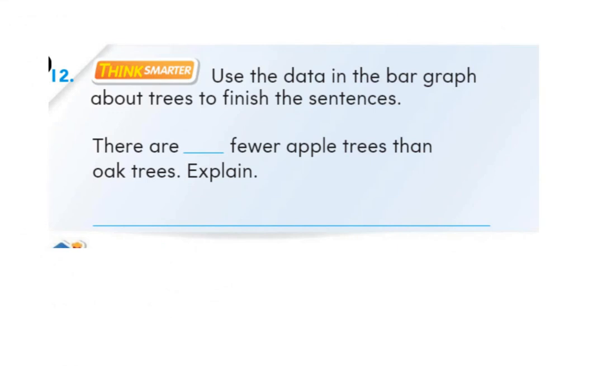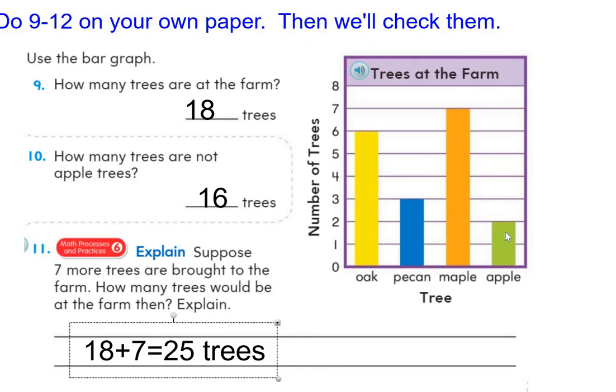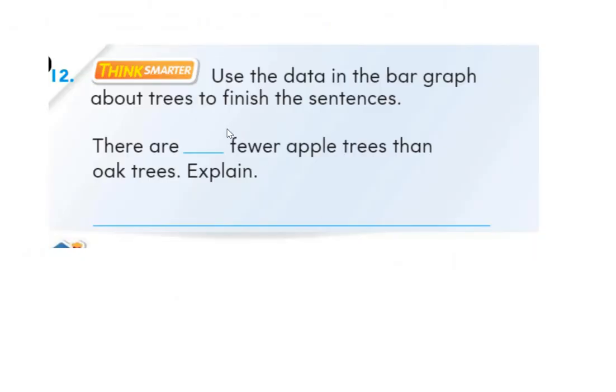Awesome. Okay, use the data in the bar graph about trees to finish the sentence. There are blank fewer apple trees than oak. So let's look. Apple, oak. How many fewer apple than oak? Okay, we've got to go all the way up to the 6. We're at 2. 1, 2, 3, 4. Okay, so there are 4 fewer apple trees than oak trees.